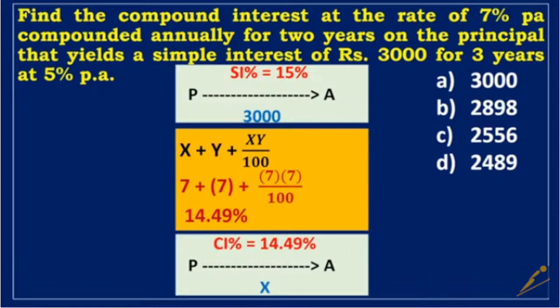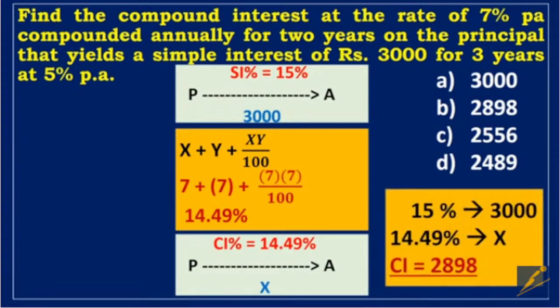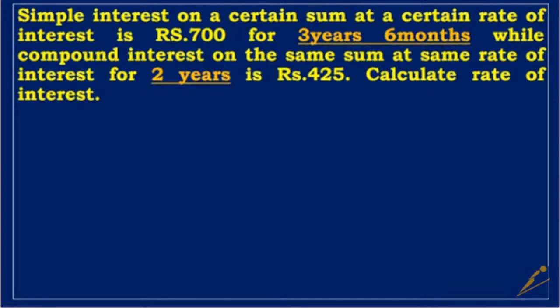Based on the information given, we can set up 2 equations. If 15% equals 3,000, then 14.49% equals X. We can solve for X by cross-multiplying. Then the compound interest is 2,898 rupees. Simple interest on a certain sum at a certain rate of interest is 700 rupees for 3 years and 6 months, while compound interest on the same sum at the same rate of interest for 2 years is 425 rupees. Calculate the rate of interest.